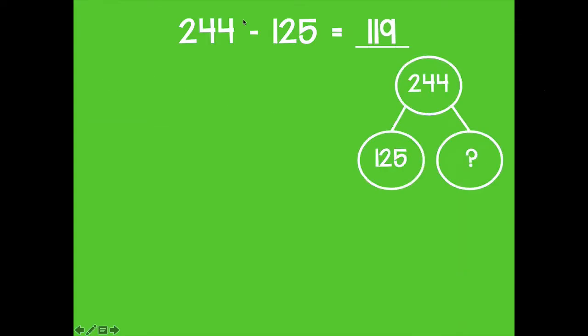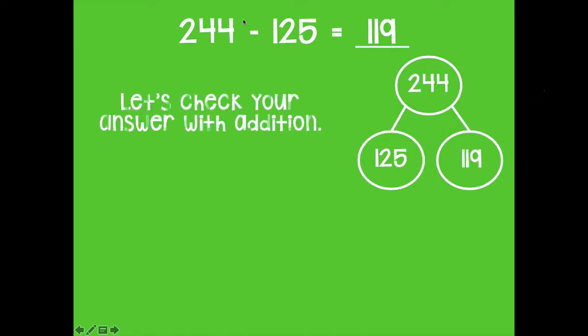Now again, friends, we can check our work with addition. So if we look at our number bond, we solved for our missing part, which was 119. Okay, so let's check your work with addition. So we do our 2 smaller parts, add those together, and if we're correct, they should equal 244.